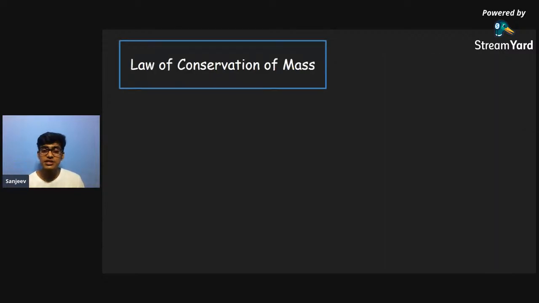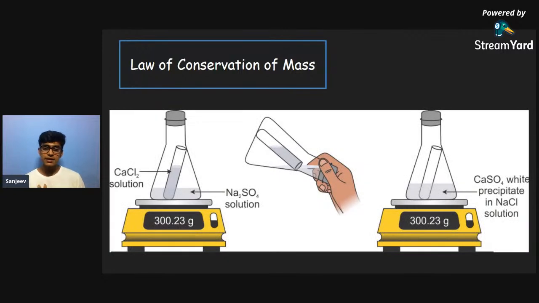So what is the law of conservation of mass? For that, he took an example. He performed an experiment in which he took a conical flask, and inside that he placed a test tube. Remember, the solution inside the test tube and the solution inside the conical flask are not mixing. They are separated. As you can see in the first figure, there's a conical flask, and inside that there's a test tube.